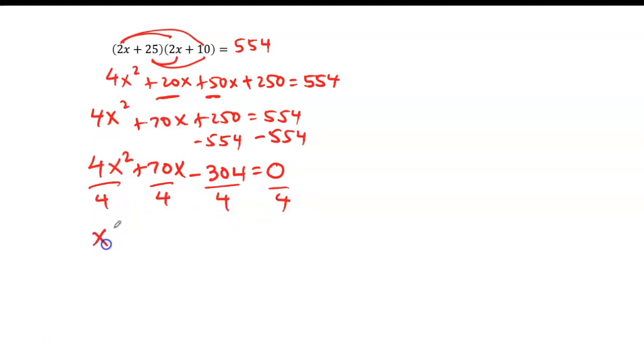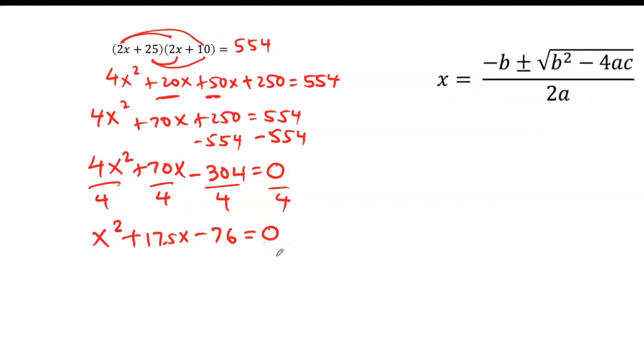4 divided by 4, this is going to be x squared. This is going to give me 17.5x. And 304 divided by 4 is going to give me 76. 0 divided by 4, 0. Easy numbers. You can use this as a, b, and c, but this will be much easier. Right. Now let's bring the quadratic formula. I got to use the quadratic formula to find the values of x. Remember a, b, and c.